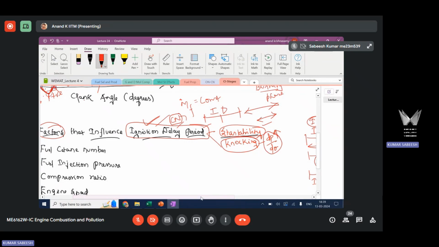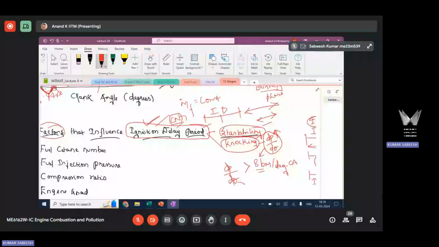When pressure rise is increased beyond a limit, generally 8 bar per degree crank angle. That's the unit for dp by d theta. dp by d theta is the first derivative of the pressure profile. So when the value of dp by d theta is greater than 8 bar per degree crank angle, meaning that in one crank angle unit the pressure rise is around 8 bar, or around 10 bar or so, you can expect knocking combustion.